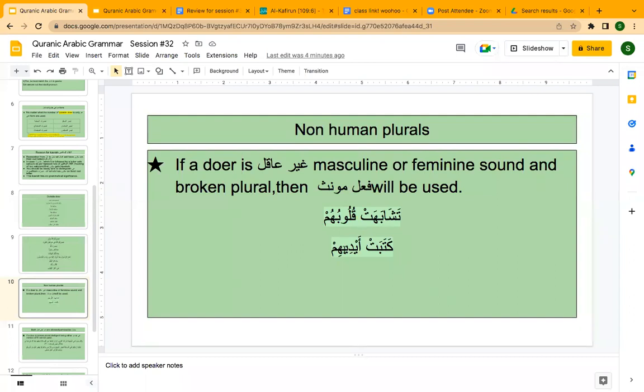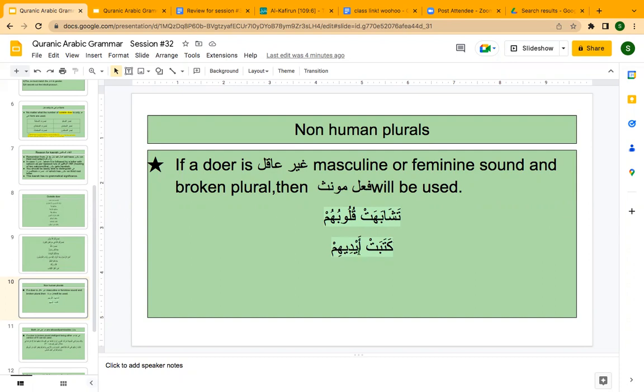The root letters are ya, dal, ya. And because of how this broken plural is put in the wazan, it has to be just with ya. So you will consider it as a word that has a dhamma. You just imagine it having a dhamma, okay? Just keep that in mind. And it is a body part in pair. That is why katabat is used.